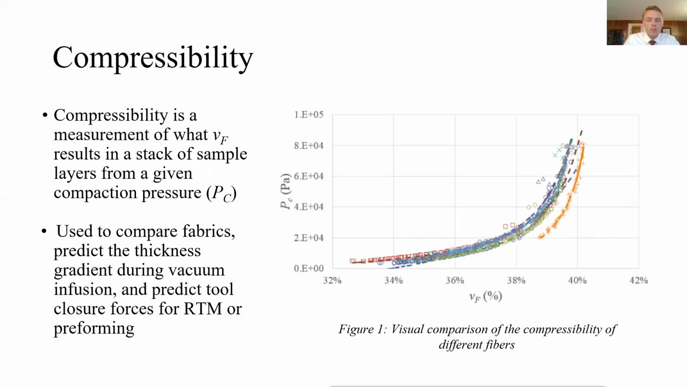Okay, the next term to introduce is compressibility. Compressibility is basically a measurement of what volume fraction a sample reaches under different pressures. The figure on the right shows how compressibility can be used to compare different fabrics and how they reach different volume fractions under different pressures. This measurement can be used in manufacturing to predict thickness gradients during vacuum infusion, and also can tell manufacturers how much closure force will be needed for RTM or preforming to achieve a certain volume fraction.